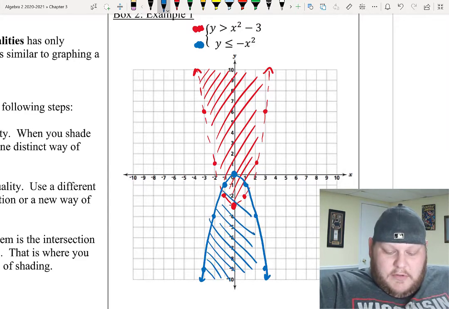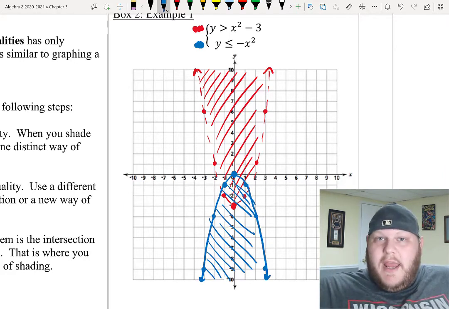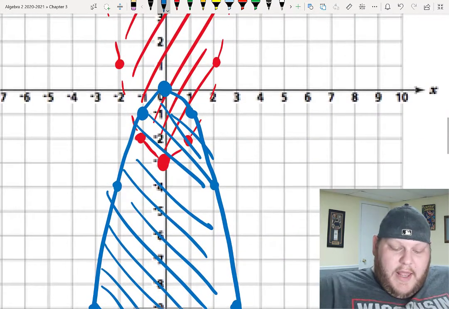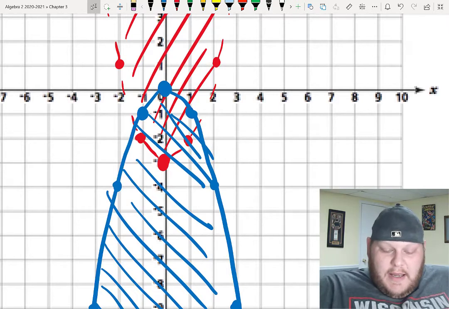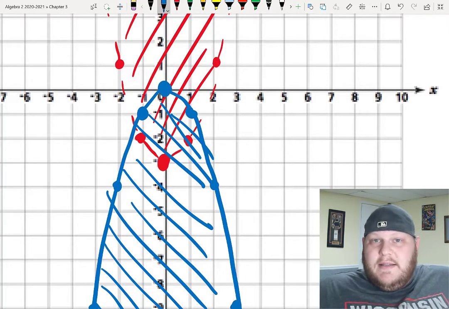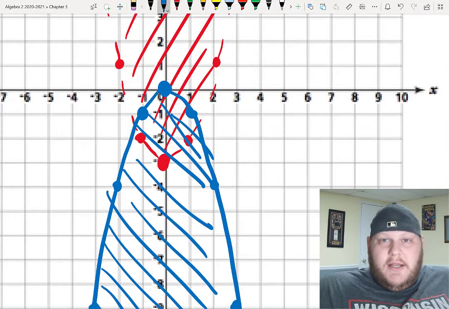You can do vertical and horizontal lines. I like the angled one. It just feels more natural hand movement wise. Plus then you can see here in the middle where I have this cross hatching, I have shading in both directions. I can see that right there is the solution to my system. That's the part where both blue and red are shaded.